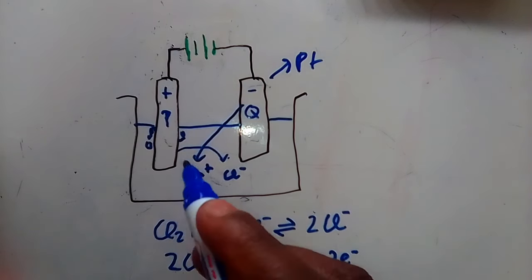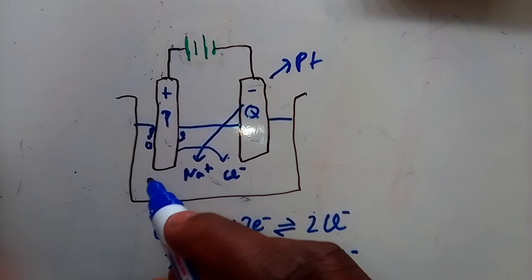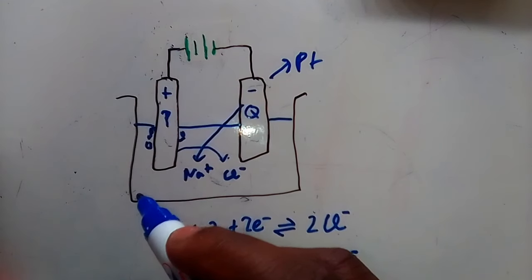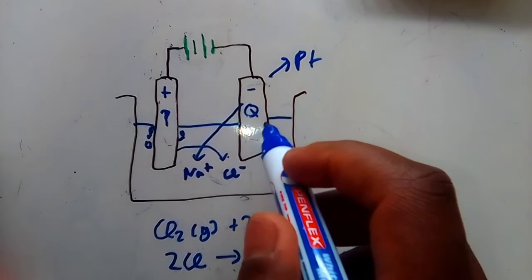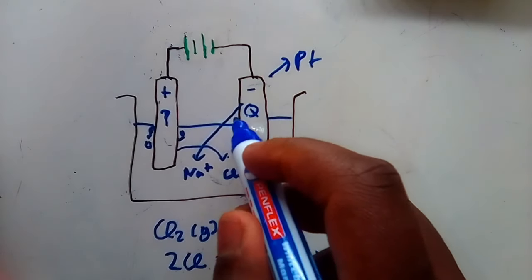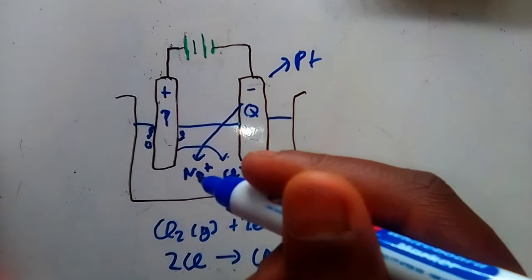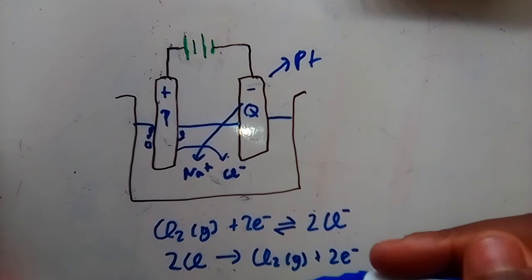However, not everything becomes gas when it goes to the anode, right? Some of them become liquid. So not all of them become gas. Some of them don't become liquid or gas. When something goes to the cathode, there is always a buildup, so it becomes solid. So the cathode always gains mass, and the anode usually loses mass. So this will be the half reaction that occurs at the anode.